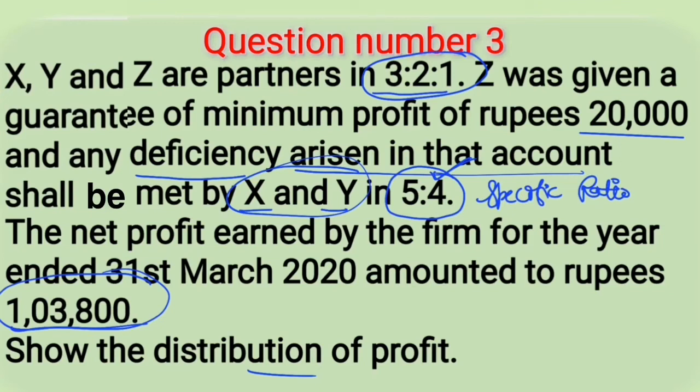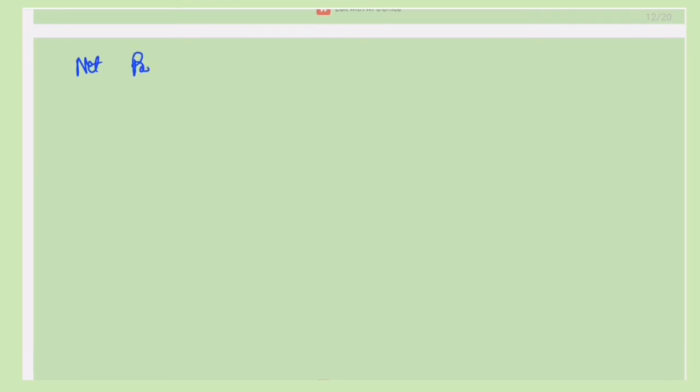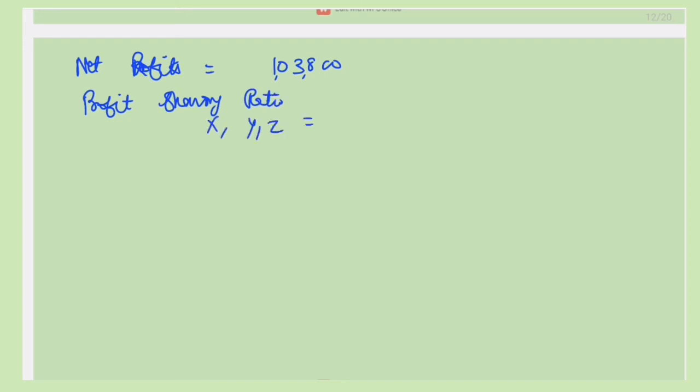First of all, we'll write net profits. Net profits available with the firm are 1,03,800. Then profit sharing ratio between X, Y and Z is 3, 2 and 1. After that we have to consider what is the guarantee. Z is given the guarantee. Z's guaranteed profits are rupees 20,000. Now we'll find out whether there is any deficiency or not.